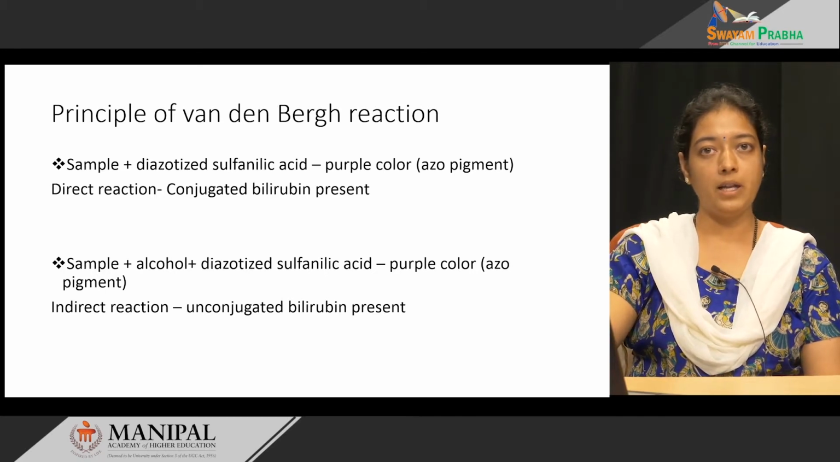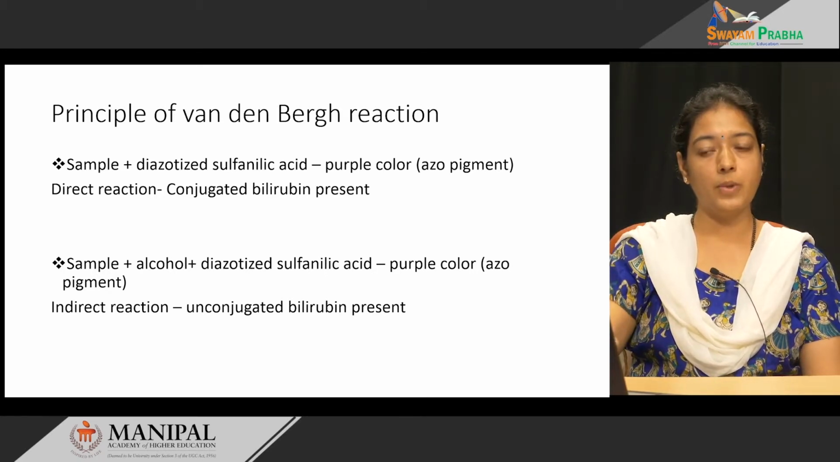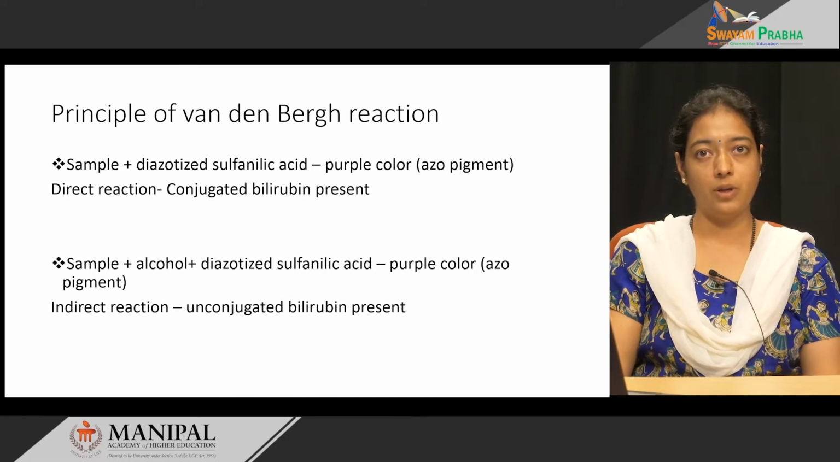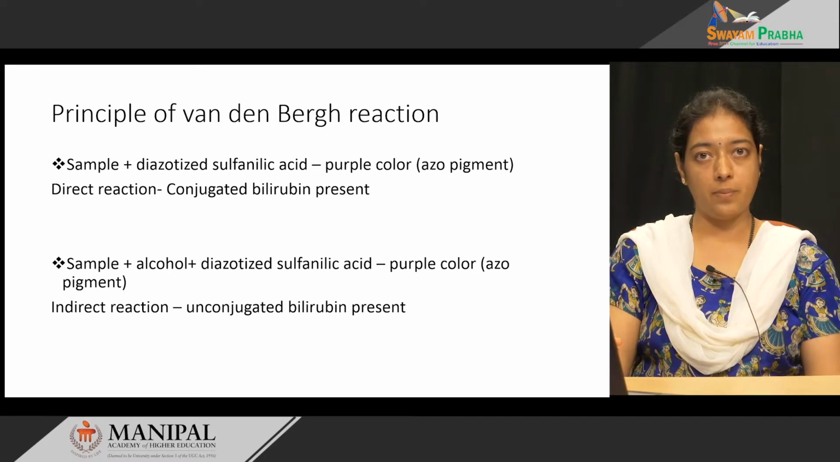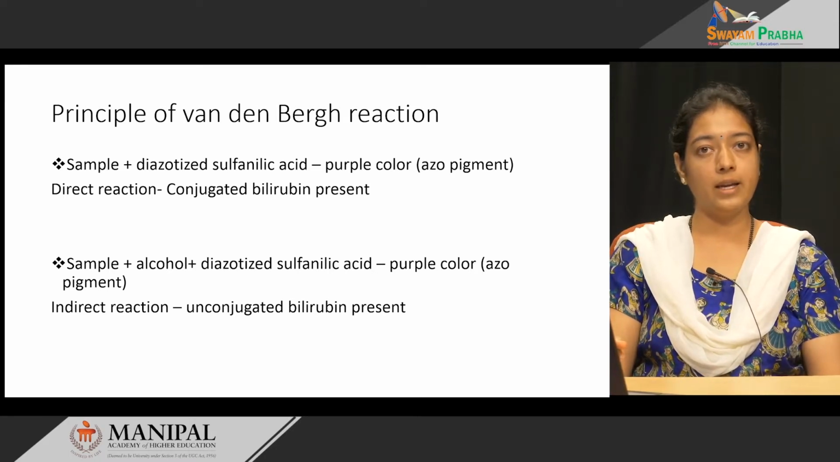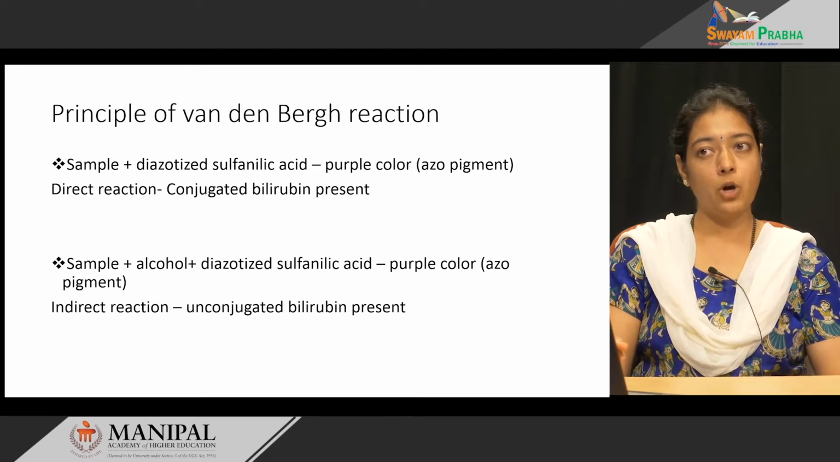Suppose the sample contains both conjugated bilirubin as well as unconjugated bilirubin. How to estimate that? First, you take the sample, add the diazotized sulfanilic acid. You will get the purple color, which indicates that the conjugated bilirubin is present. Why does conjugated give a positive direct reaction? Because conjugated bilirubin is soluble in water.